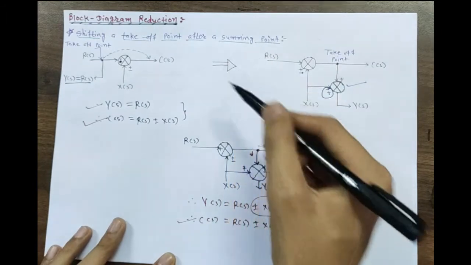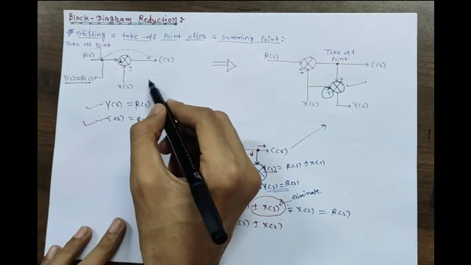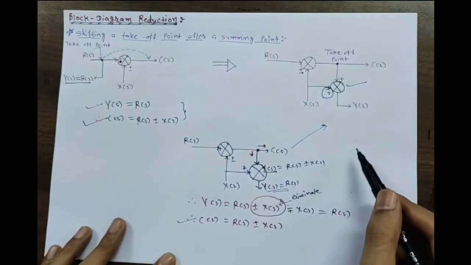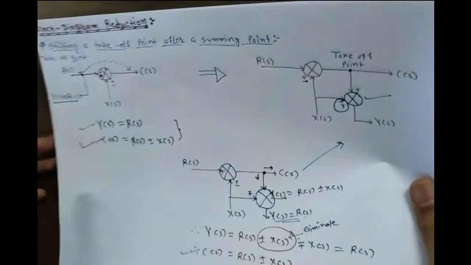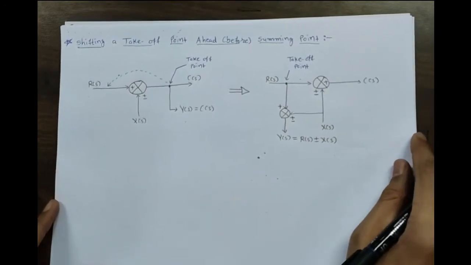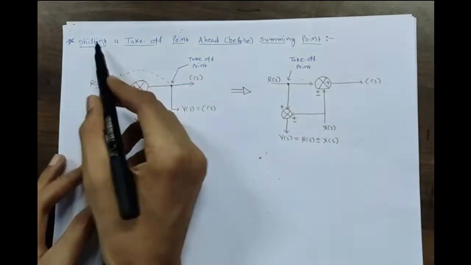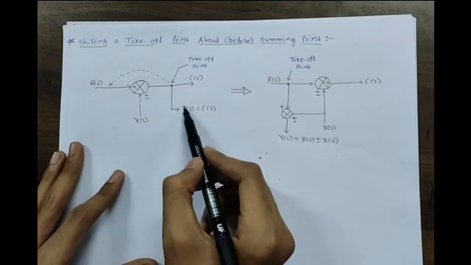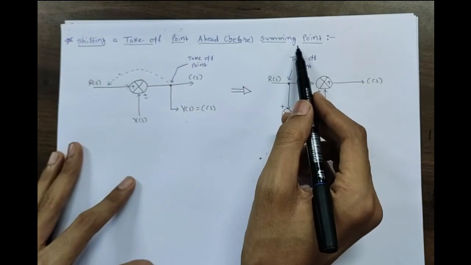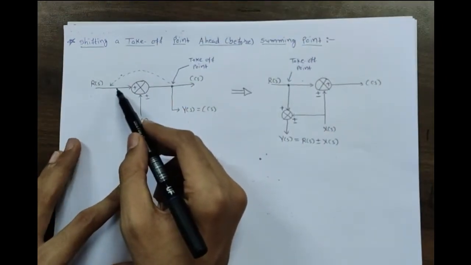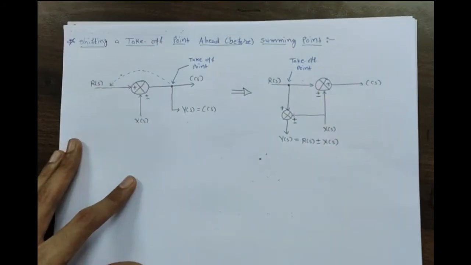Okay, we're going to discuss the next case, when the takeoff point will be right here and we are going to shift it before the summing point. Okay, so that case will be next. So let us discuss the second case. Now we can easily find it out using the same method. Here what we want to do is shift a takeoff point that is right here ahead of the summing point. So we are going to transfer the takeoff point ahead of the summing point. Okay, so let's start this.